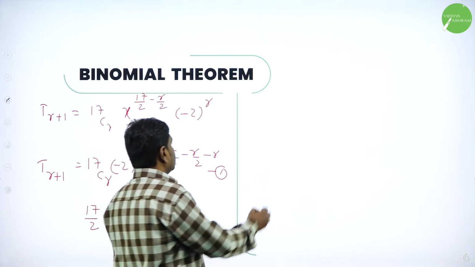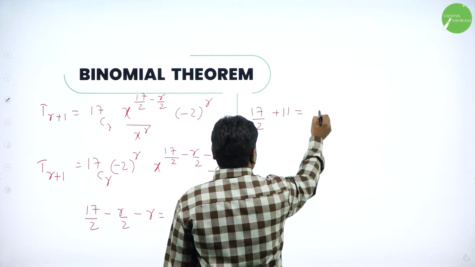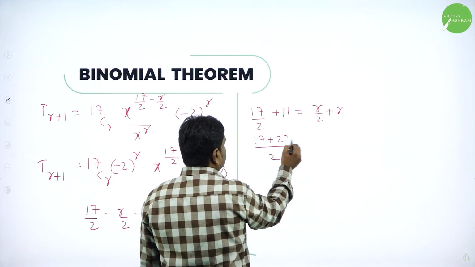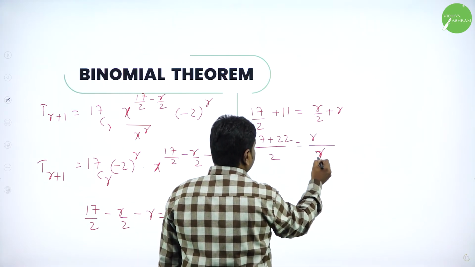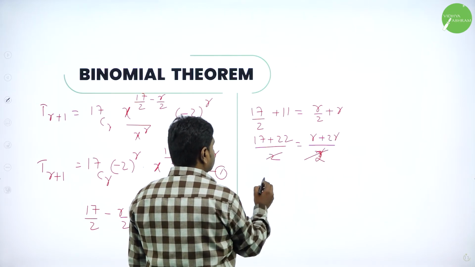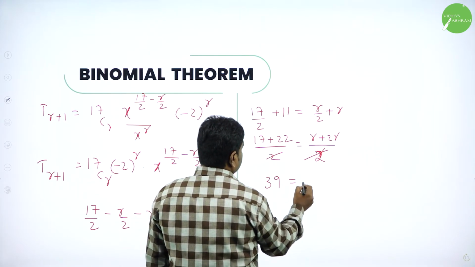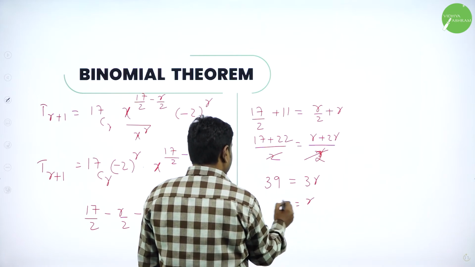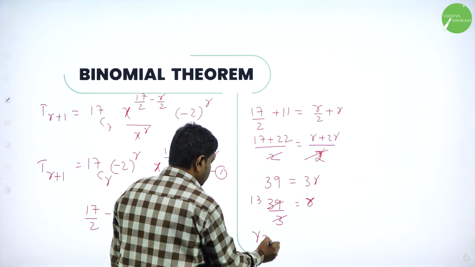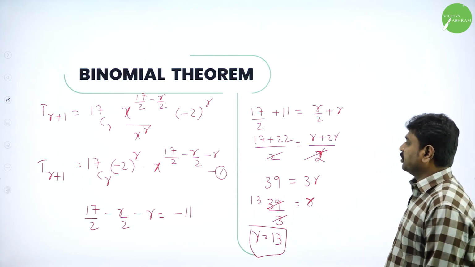Simplify this further. 17 by 2, 11 bring it to LHS, it will be plus 2. Transfer all other terms, r by 2 plus r it will be. And 2 is the LCM. 17 plus 11 times 2, that is 22, is equal to r plus 2r, 2 cancels, 22 plus 17, that is 39, equals 3r. And r is what? r is 39 by 3, which is 13. So you got the r value as 13. r should not be a fraction. So r is 13, yes, possible.